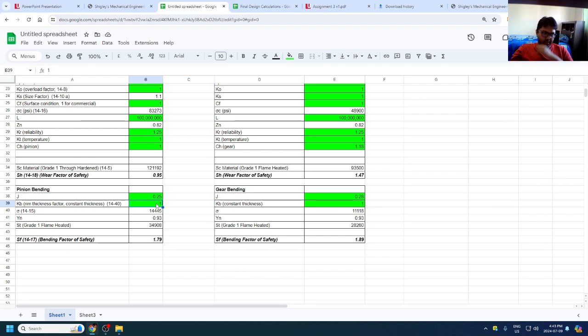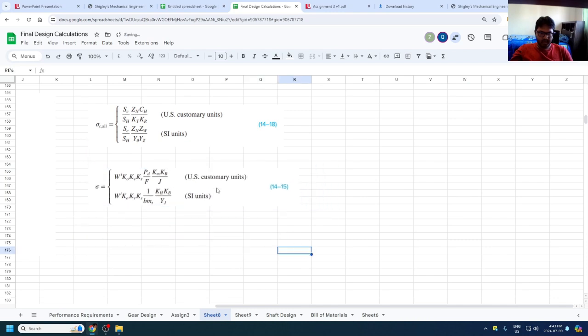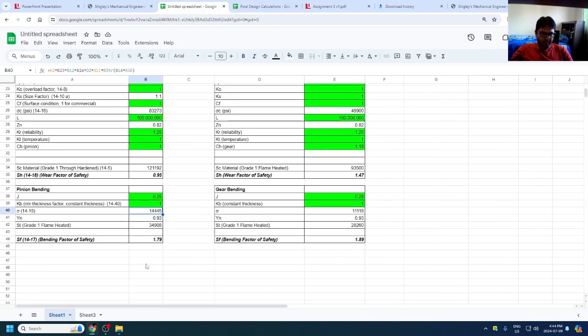Then you got KB, which is the rim thickness factor. For constant thickness, it'll be 1. Then I got my theta. So this is from equation 14-15, which is going to be right here. Yeah, equation 14-15. So I calculated it here, and yeah, got all the factors. Was able to load factor, and got the bending stress.